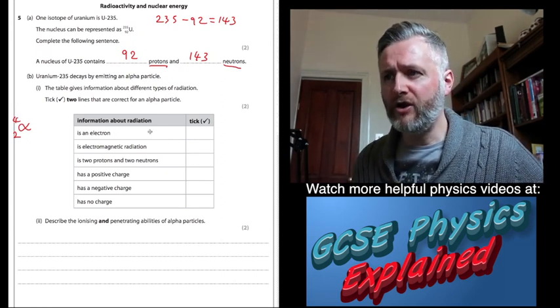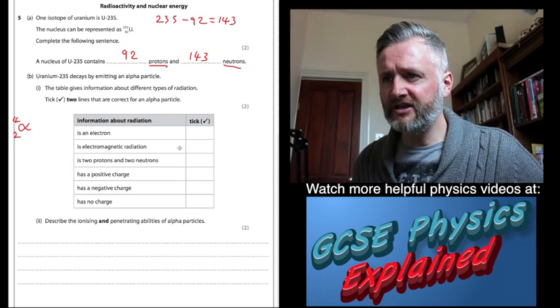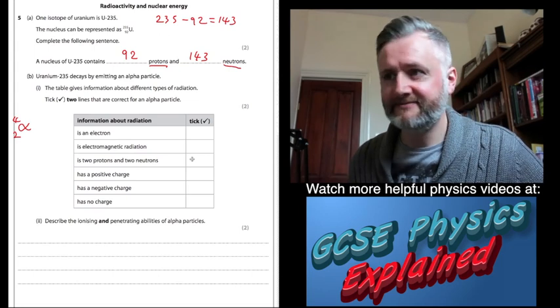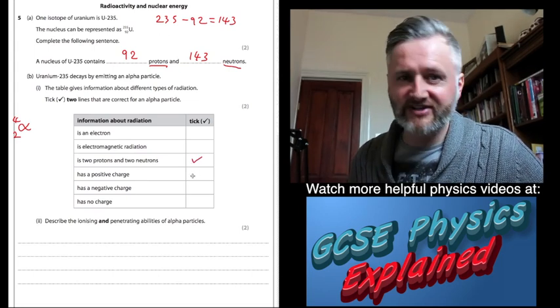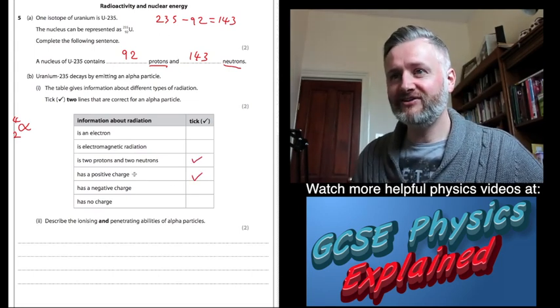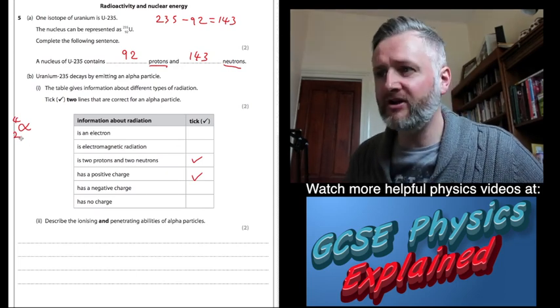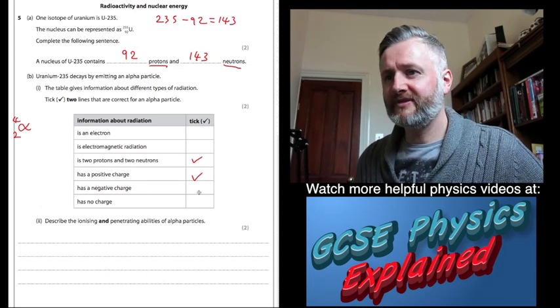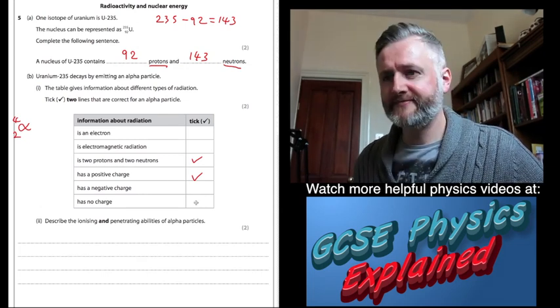Is it an electron? Nope. Is it electromagnetic radiation? Nope. Is it 2 protons and 2 neutrons? Yes. Has a positive charge? Yes, because it's got 2 protons on it, and protons are positive. Got a negative charge? Nope. Has no charge? Nope.